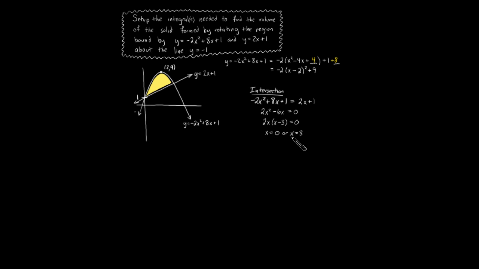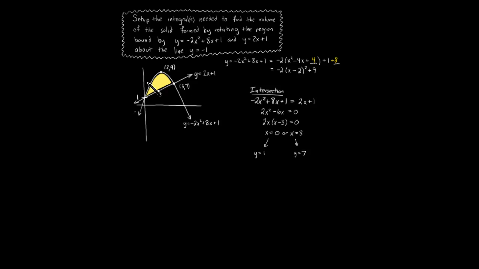We want to find the y values associated with both of these, of course. To that end, we can find these y values simply by plugging these x values into either this function or this one. Of course, this one is the easier one to deal with, so 2 times 0 plus 1, that's where our y equals 1 comes from, and 2 times 3 plus 1, that would be where our y equals 7 comes from. And so now (3, 7) must be this point of intersection. Okay, and so we'll label that accordingly.